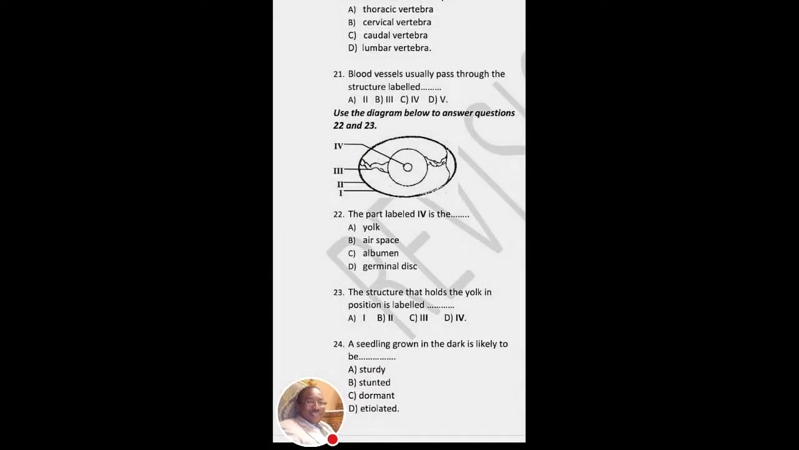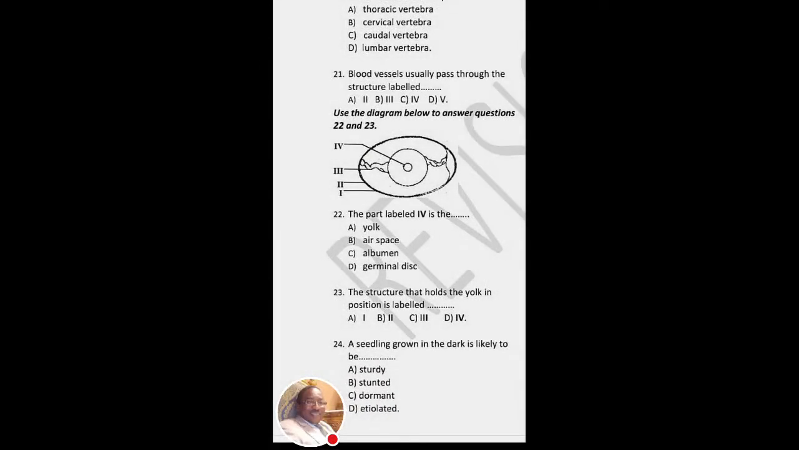Now let's go to number 23. The structure that holds the yolk in position is labeled number 3 there. And which one is number 3 in our diagram? Number 3 is option number C. So number 23 answer is number C. Then we go to number 24.